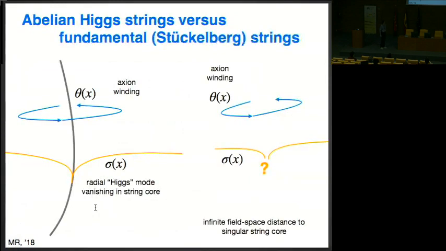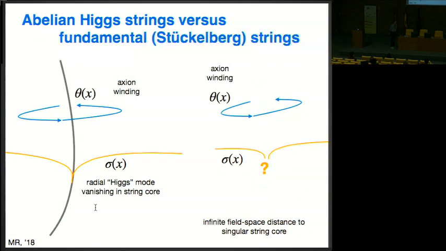So in the Abelian Higgs model, we know that there are cosmic strings. The field theta winds around the string, but the Higgs mode goes to 0 in the core of the string. And so these are strings, but they're strings you can describe within low energy effective field theory. They don't tell you anything deep about the UV completion. They're just part of your effective theory.